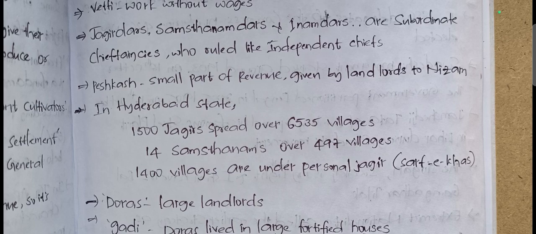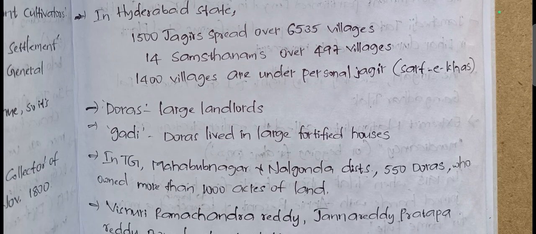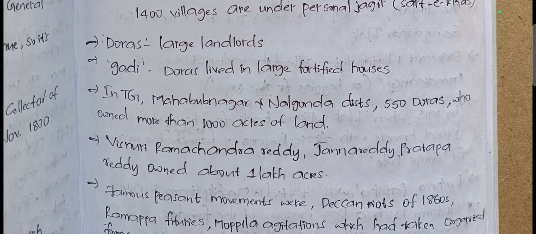Next, doras, who are large landlords. Gadi are the large fortified houses in which doras lived. In Telangana, Mahbubnagar and Nalgonda districts, there are 550 doras who owned more than 1000 acres of land. Vishnuri Ramachandra Reddy and Janna Reddy Pratapareddy owned about 1 lakh acres of land. My god.